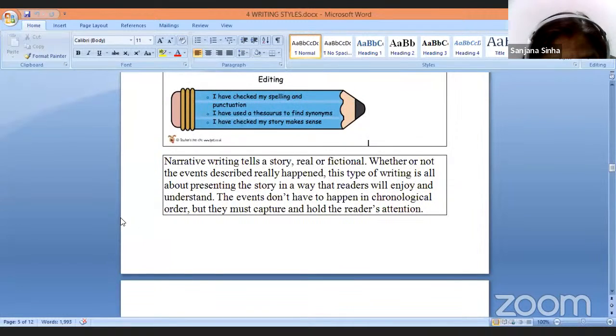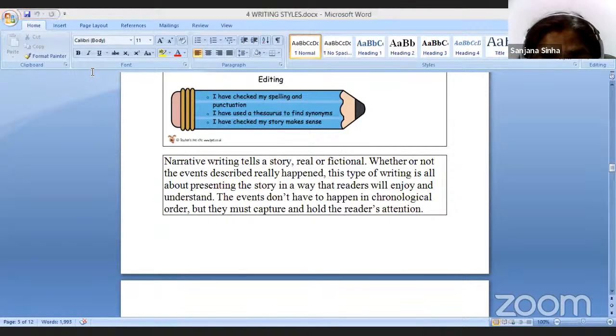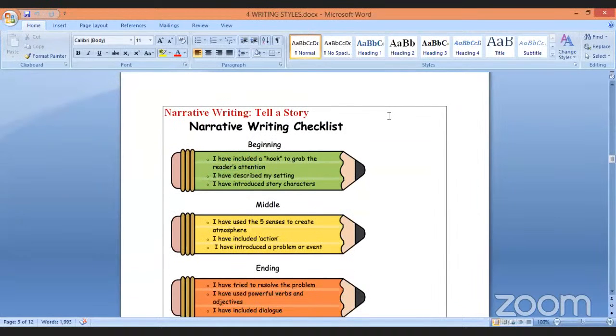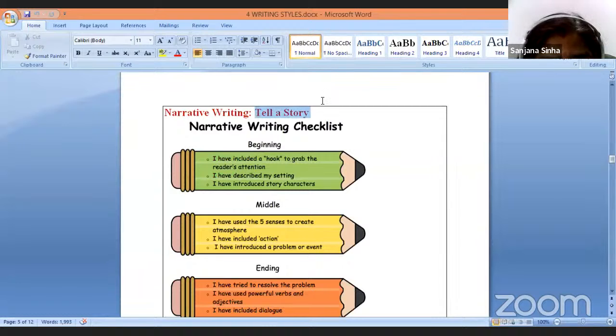Okay. So narrative writing style tells a story. Now, when I told you to define narrative styles, you were all quiet. So narrative style tells a story, real or fictional. It can be a real story, it can be fictional. Narrative writing style is like telling a story.